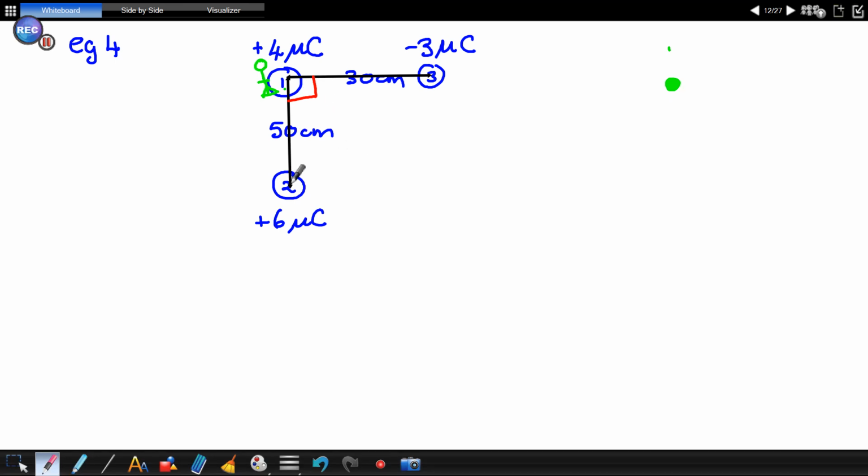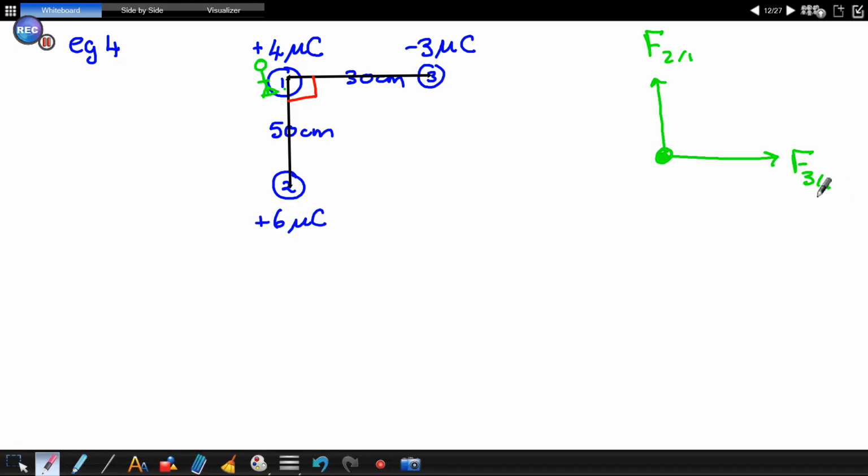So what is Q2 going to do to Q1? Repel. In which direction is repel? Upwards. So I'm just going to draw this thing down a little bit so that I'll have space. So there's 1, and the force of 2 on 1 is in that direction. What is Q3 doing? Attracting. To the right. So Q3 is going to pull to the right. F3 on 1.